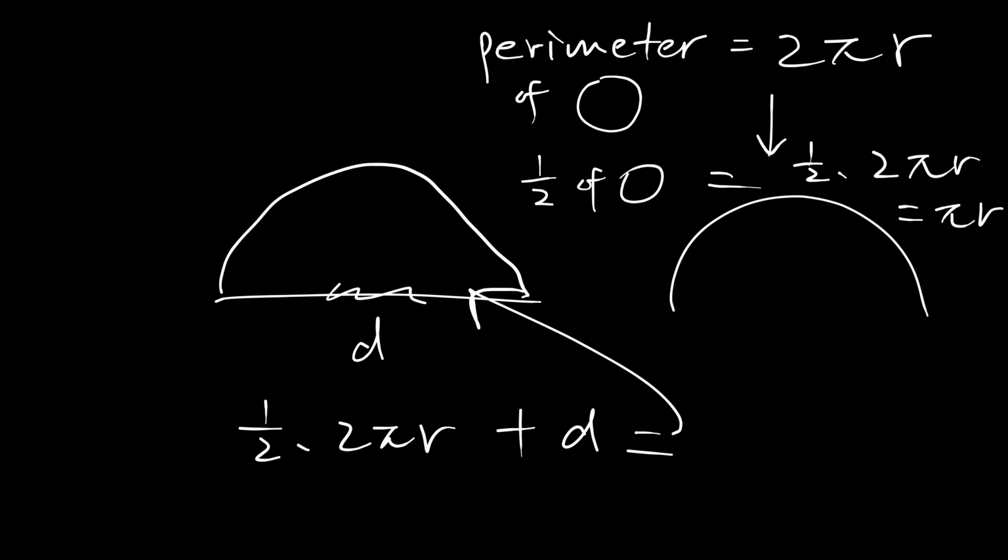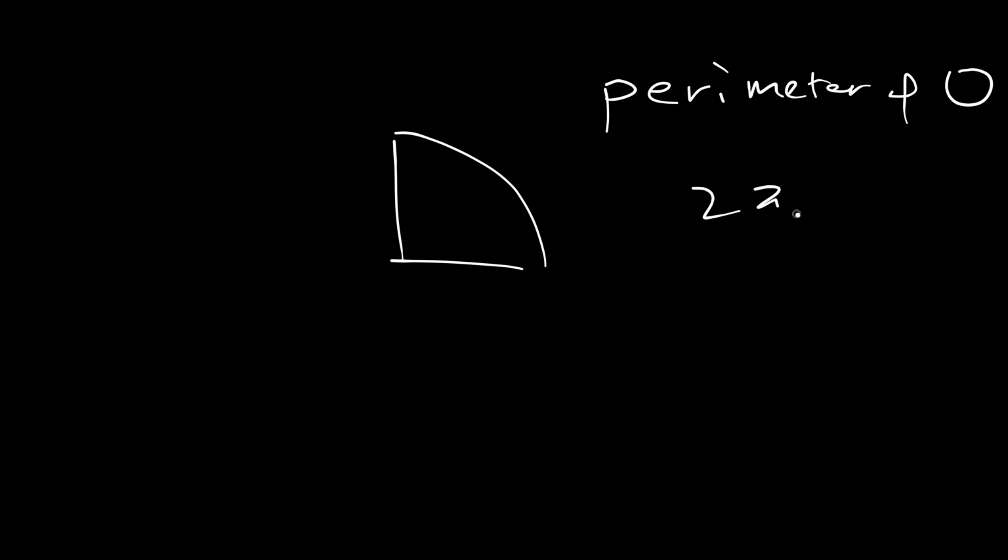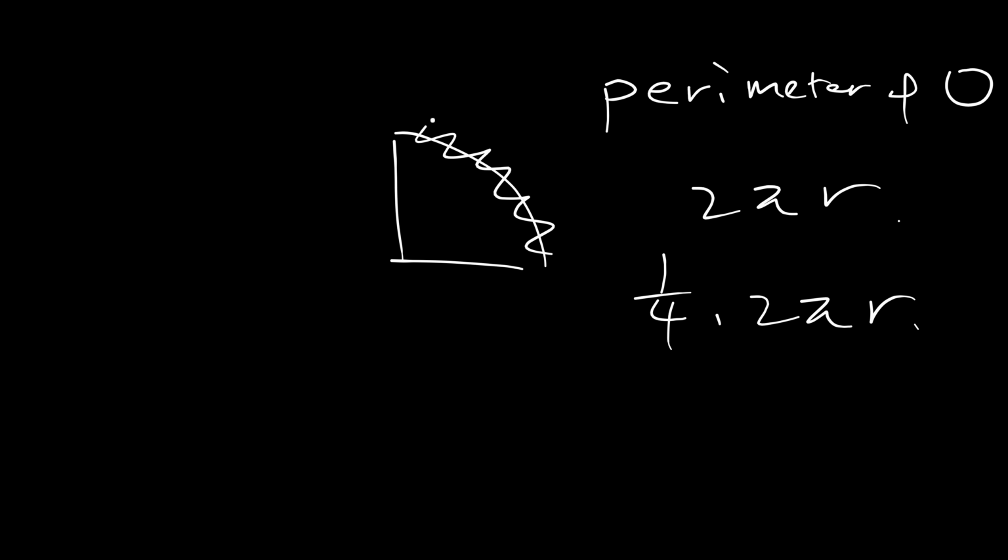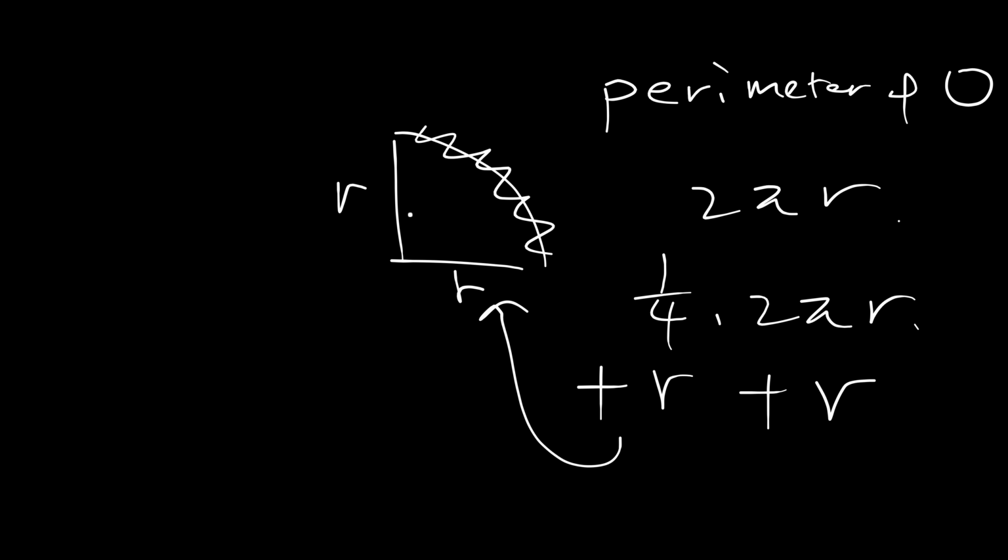The same thing works for the quadrant. The perimeter of the full circle is 2 pi r. So 1/4 of it will be here, right? But now not only do you have the 1/4 arc, you still have the 2 radius, right? So you just plus r again, then you will get this whole thing.